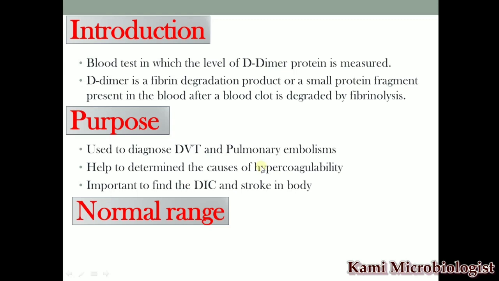Now let's see the normal range. Normally it is not present, but if it is present, its normal range will be less than 0.4 microgram per ml, not more than or equal to this. And if we convert this to nanogram, it will be less than 250 nanogram per ml.